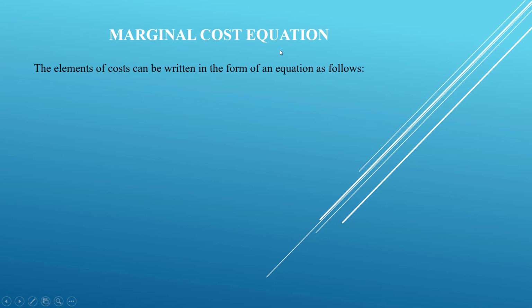Now, when we say marginal cost equation, it is mainly the elements of cost which are included in marginal costing. So the elements of marginal cost can be written in an equation form. This equation is very important. Sales is equal to variable cost plus fixed expenses plus or minus profit and loss.